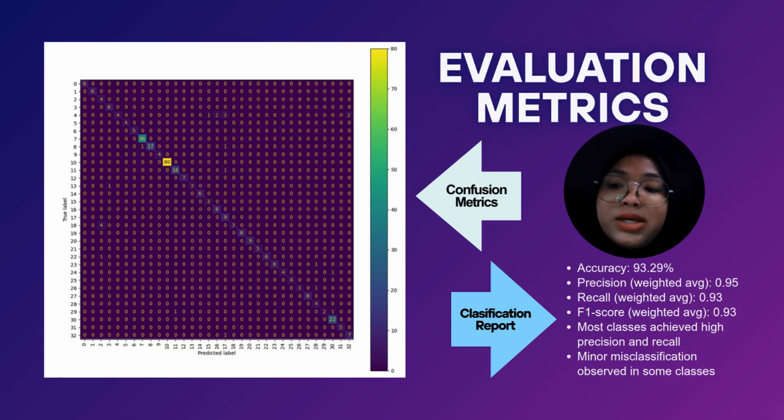In addition, the confusion matrix shows that most predictions are correctly classified along the diagonal, with only a small number of misclassifications occurring between similar facial features.